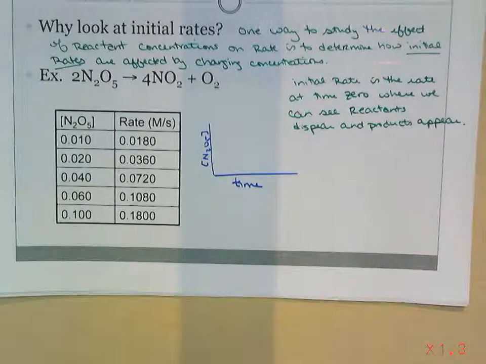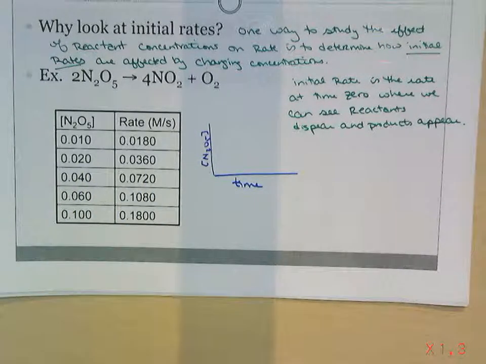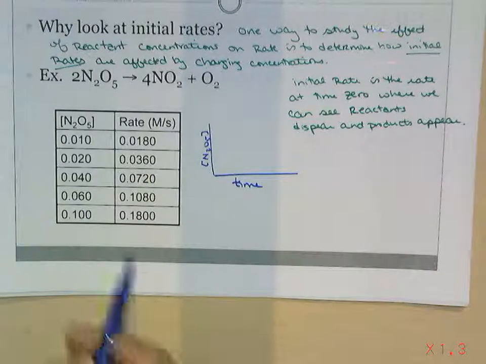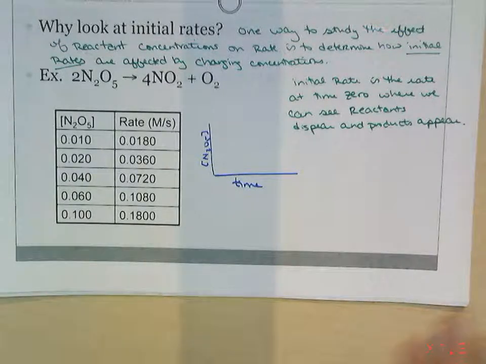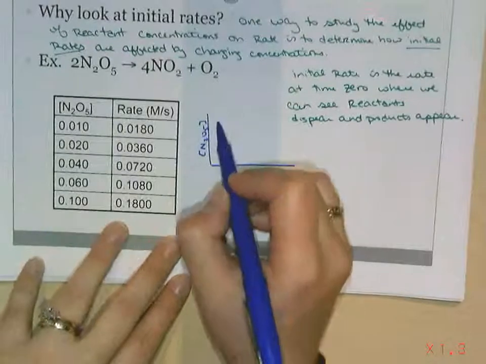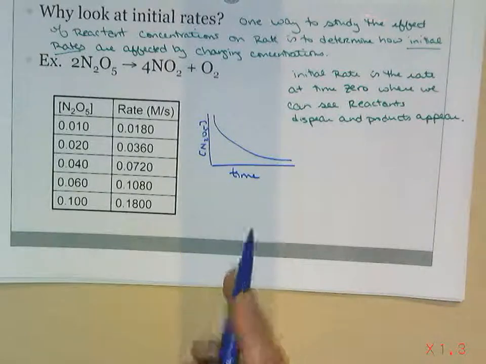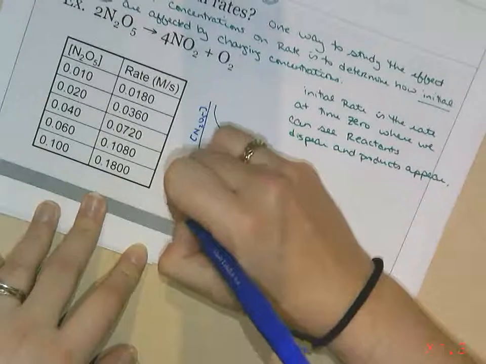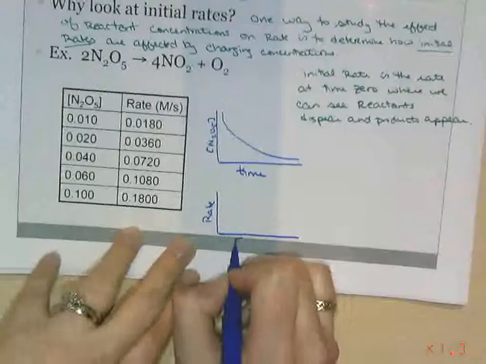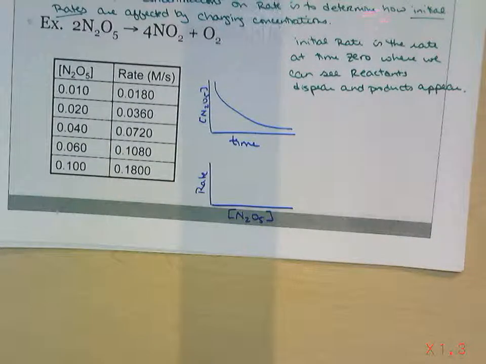It increases. What happens when I go from 0.01 to 0.1? What happened to the rate? It goes up also by a factor of 10. So my concentration went up by a factor of 10, my rate went up by a factor of 10. So if I was doing it versus time, it would look like this, right? Like we had before, where the N2O5 is disappearing over time. But a more interesting thing to graph is the rate of the reaction versus concentration. How my concentration of my reactant affects the rate.